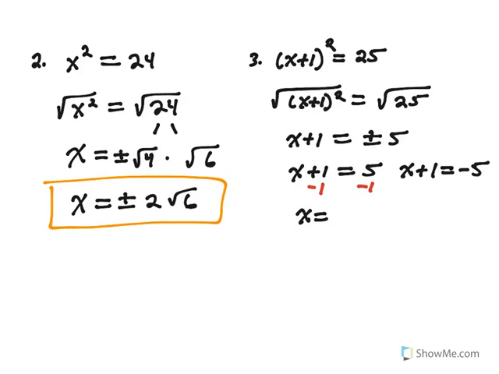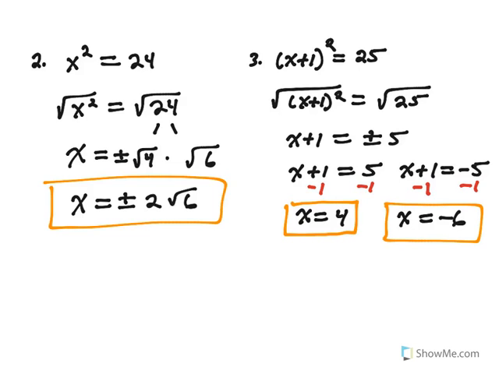So then you've got 5 minus 1 is 4. And then here, we're going to subtract 1 again. And that's going to give me x equals minus 6. So just separate them into two equations when we get this situation so it's not confusing, because we have to move the 1 over to the right side. Okay?